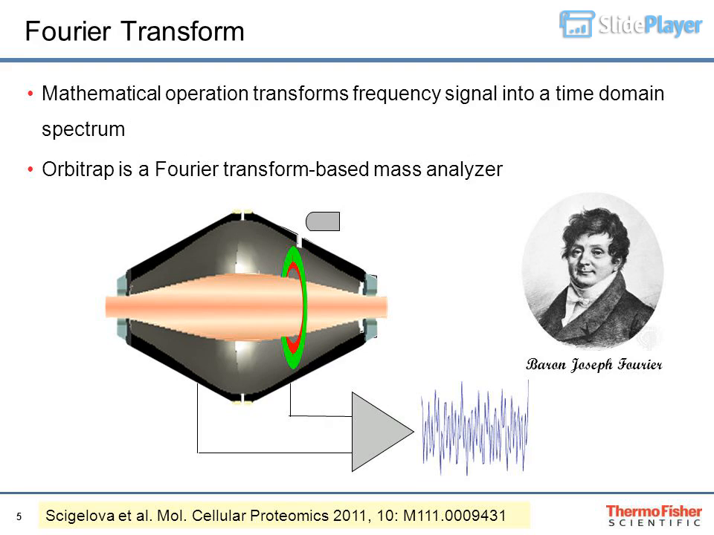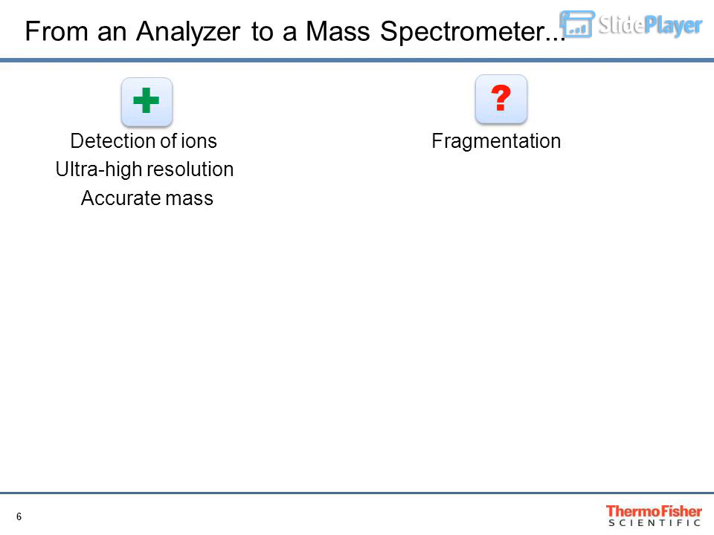Fourier transform. This mathematical operation transforms the time domain signal into a frequency spectrum. The Orbitrap is a Fourier transform-based mass analyzer. Baron Joseph Fourier. Sigilova et al., Mol. Cellular Proteomics 2011, 10, M111.000943. From an analyzer to a mass spectrometer.